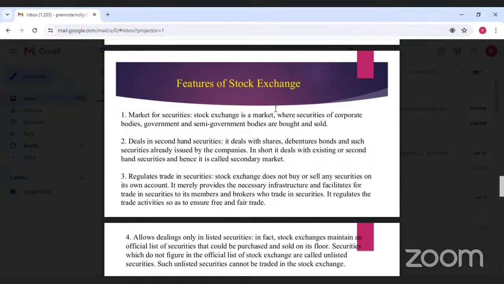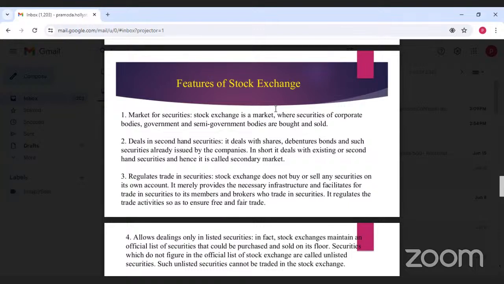That means the stock exchange will never buy or sell the securities in its own name. It is not buying for itself. What it will do is create a platform where the buyer of securities and the seller of securities can meet together.